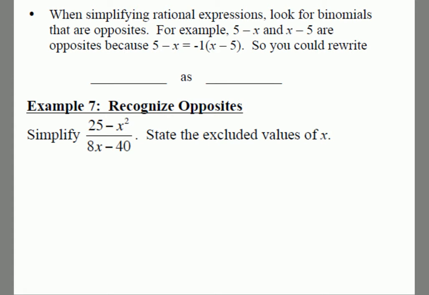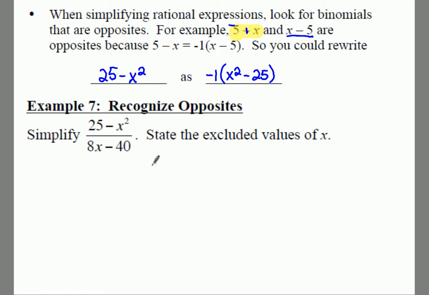Alright, there are some times where you're going to simplify a rational expression, but you have to look for binomials that are opposites. So for example, if you have a 5 minus x, the opposite of that, if you just change both your signs, would be x minus 5. So those are opposites because you can just take out a negative 1. So you could rewrite something such as 25 minus x squared as take a negative 1 out, and then you just reverse the order of x squared minus 25.